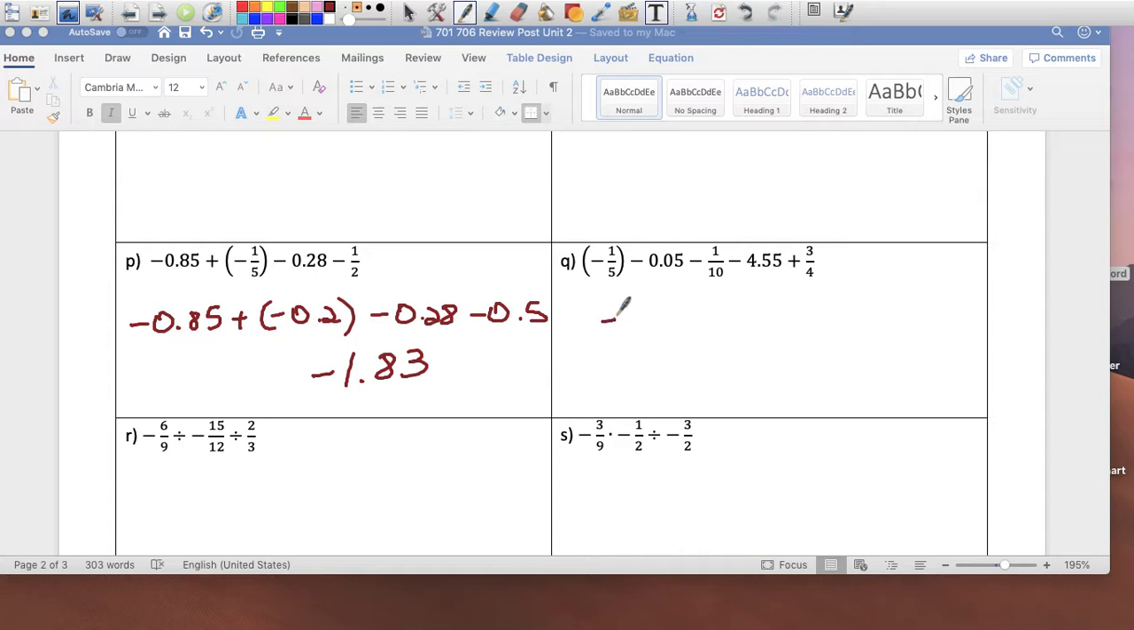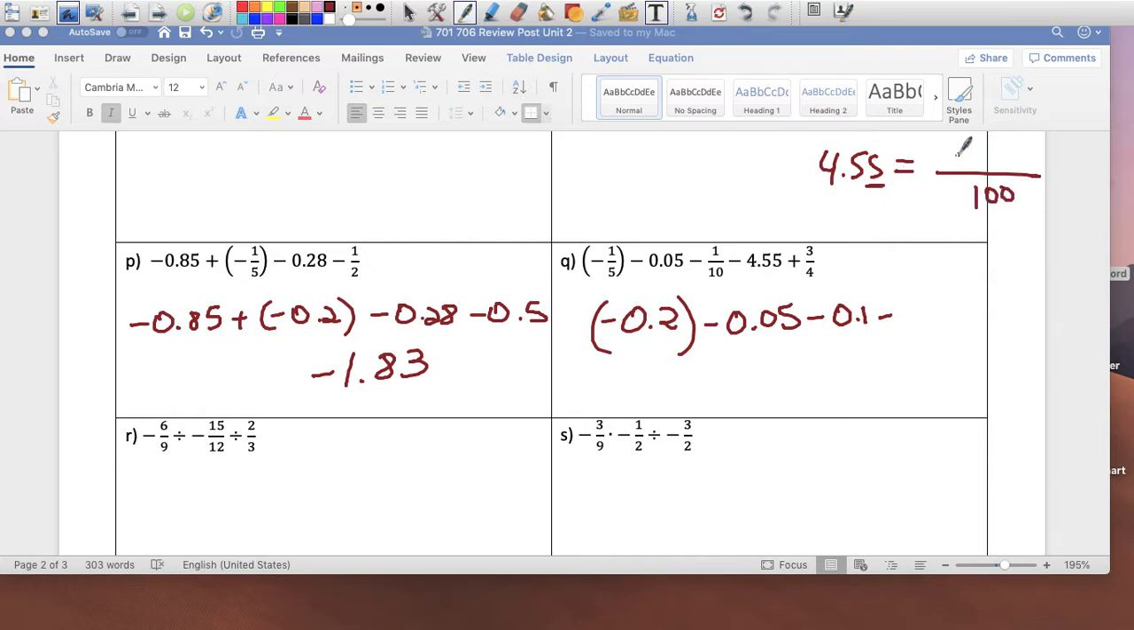Same thing here. I'm going to change it. So I'm going to make this 0.2 minus 0.5 minus 0.10, right, or 0.1. I'm just going to write 0.1. Minus, and this one, 4.55. Actually, I'm not going to do anything, sorry. 4.55.